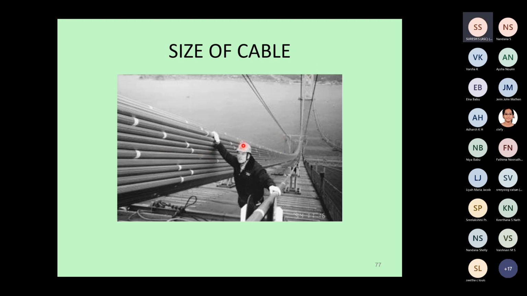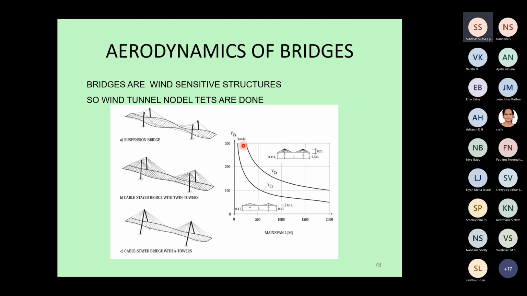This is a suspension bridge under construction. So you can see the suspension bridge and the cable stayed bridge, the two things, one above and one below, different types of cable arrangement. The first one is a suspension bridge. Everything is a wind sensitive structure. So mostly we design them by a wind tunnel test.